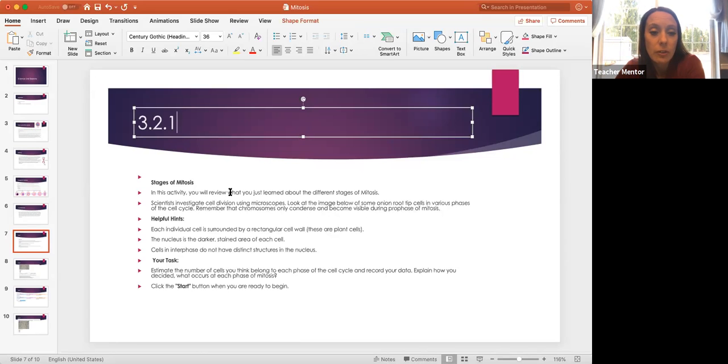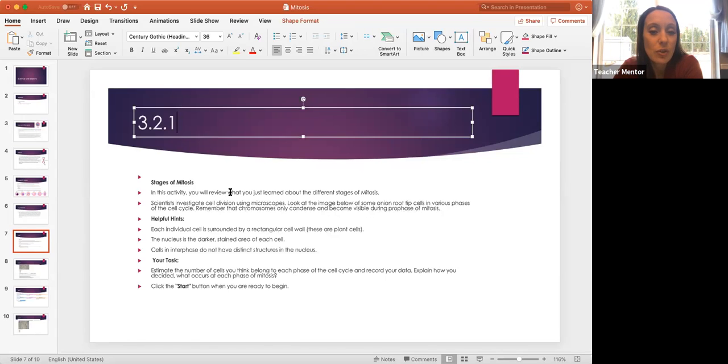Here are some helpful hints for you. Each individual cell is surrounded by a rectangular cell wall. Okay, so we're talking about an onion, so we're talking about a plant cell. As we think about plant cells, they have two forms of protection, the cell membrane as well as the cell wall. And so you're going to notice it's very rectangular. You'll see a big bolded line. That's that cell wall. The nucleus is the darker stained area of each cell. Usually it's a roundish shape.